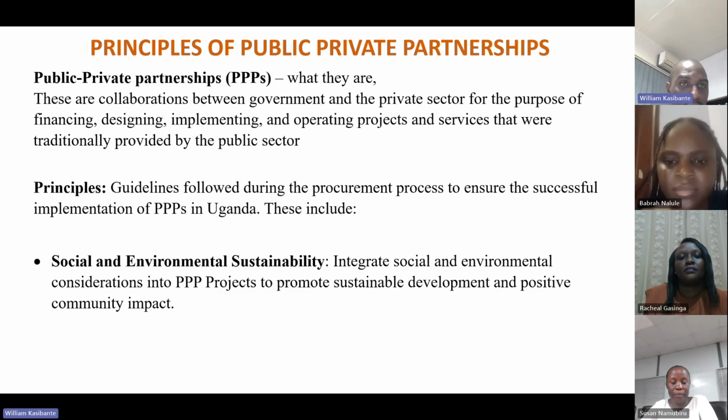Public-private partnerships are collaborations between government and the private sector, involving financing, designing, implementing, and operating projects that would have been done by the public sector.